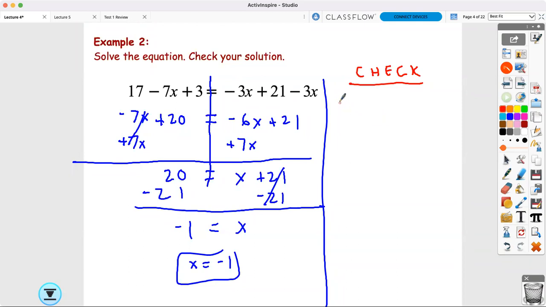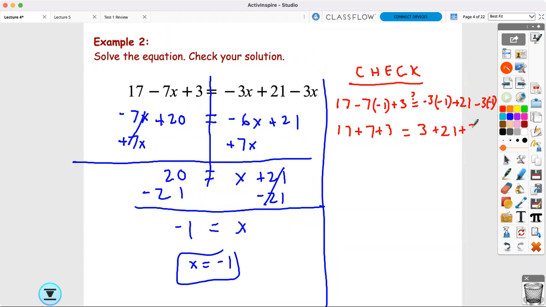So now if we're checking it, we'll have 17 take away 7 parentheses negative 1 plus 3 equals question mark negative 3 times negative 1 plus 21 minus 3 times negative 1. Well, 2 negatives, guys, makes a positive, right? Negative 7 times negative 1, that's plus 7. Bring down the plus 3 equals negative 3 times negative 1 is a positive 3 plus 21. A negative 3 times a negative 1 is a positive 3 again.